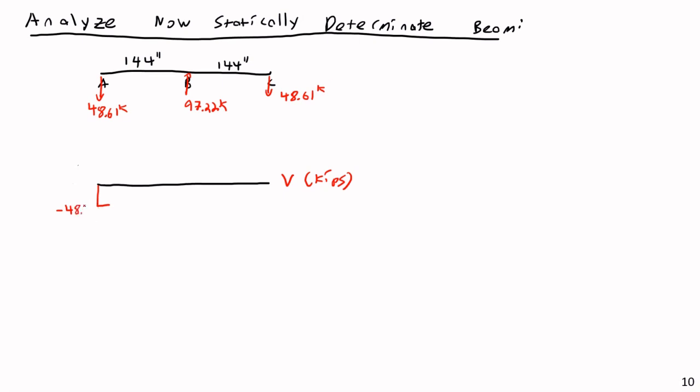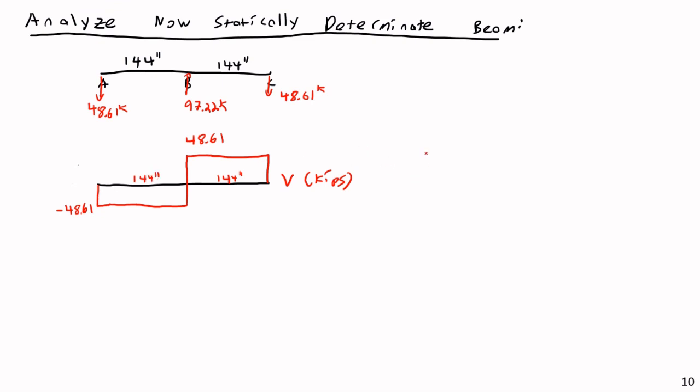And then, because there are no other vertical loads, it's going to remain constant all the way over to the point B, at which point this positive 97.22 is going to cause it to jump up to positive 48.61. And then there are no other loads, so it will remain constant until it reaches the right-hand side of the beam, where the reaction will cause it to drop back down. And again, this is 144 inches and 144 inches.